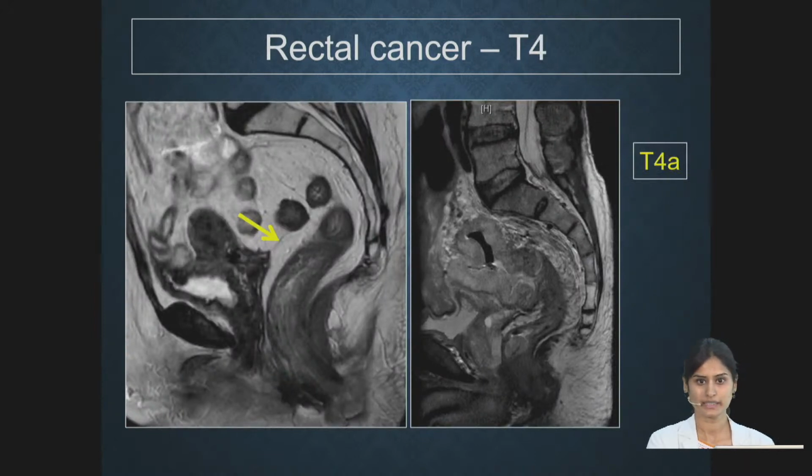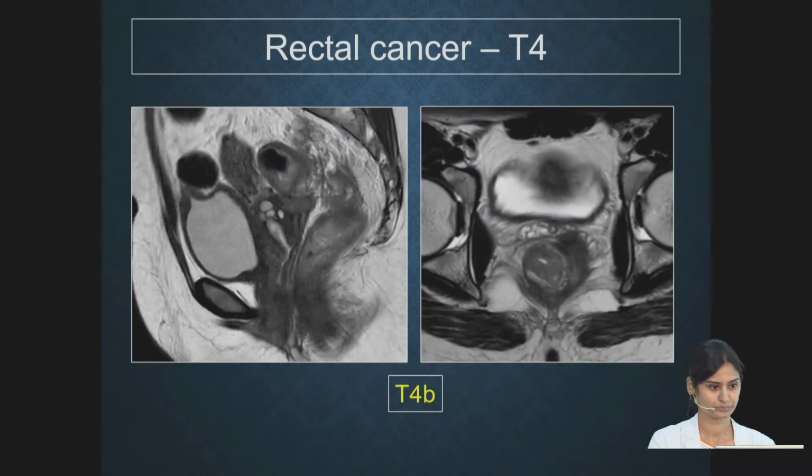The second image in this slide shows a very locally advanced tumor where the space between the bladder and the rectum is completely obliterated. In the first image, the arrow is pointing to the pelvic peritoneal reflection. In the second case, this peritoneal reflection is completely obliterated and is infiltrated by the tumor, which means it is a T4A tumor because of involvement of the visceral peritoneum.